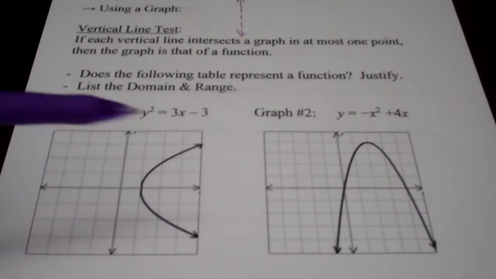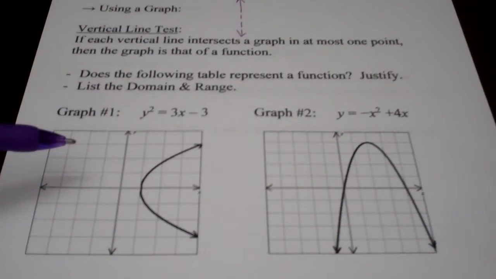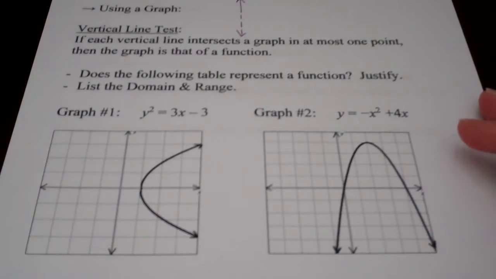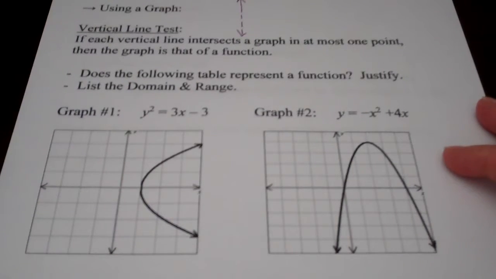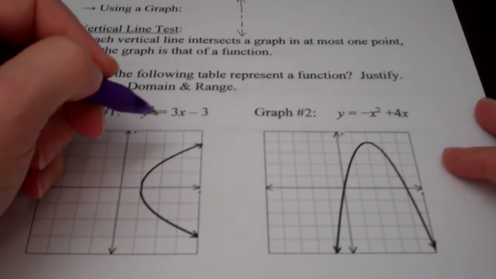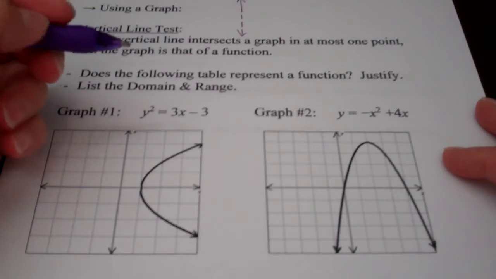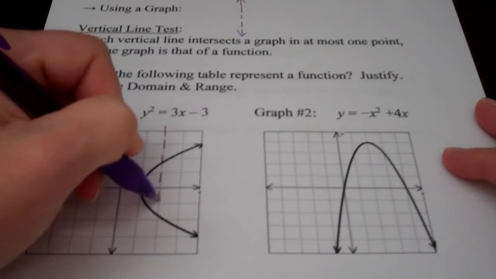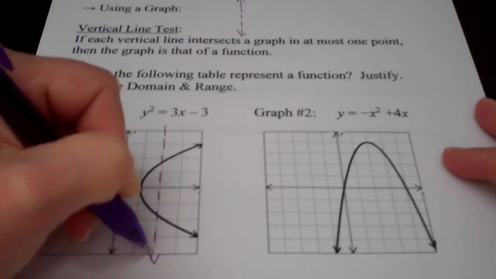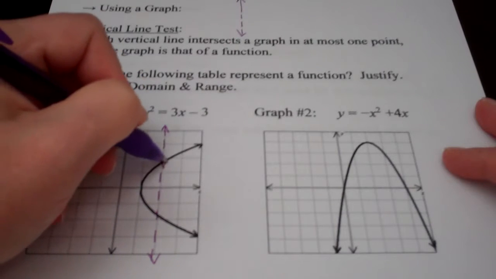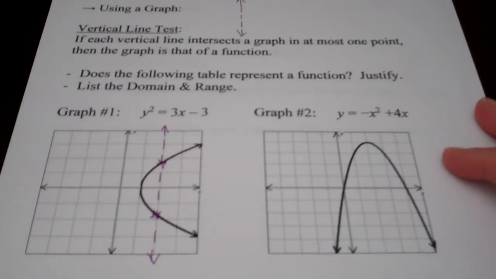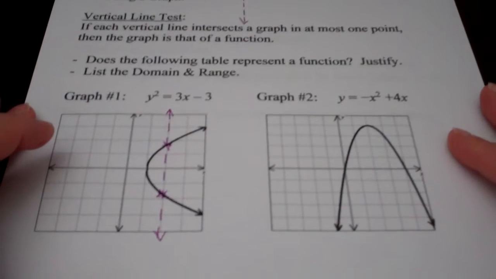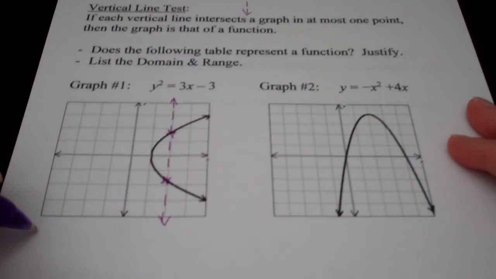All right, so we could test these both using the vertical line test. Let's start with the first one. I think you could probably pass a line in lots of different places that would touch twice, right? So here's one possible place where we could pass a vertical line. And notice it's going to touch this graph in two places. So that means that this particular graph is not a function.